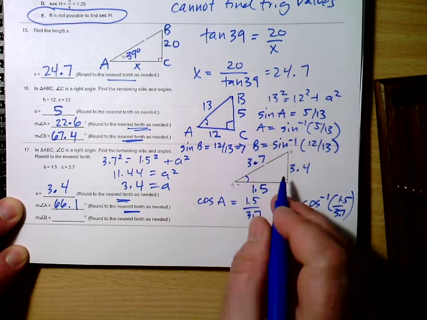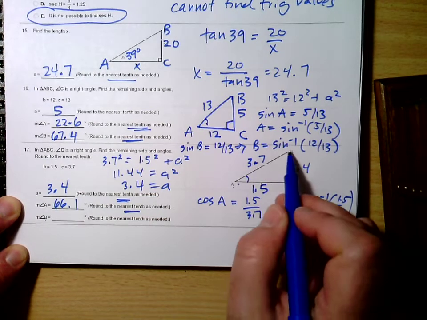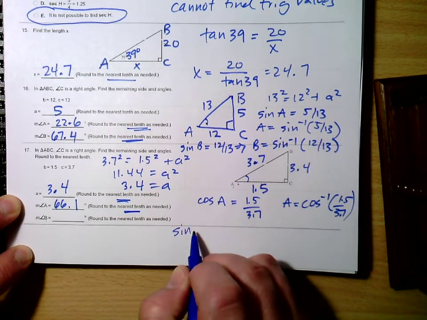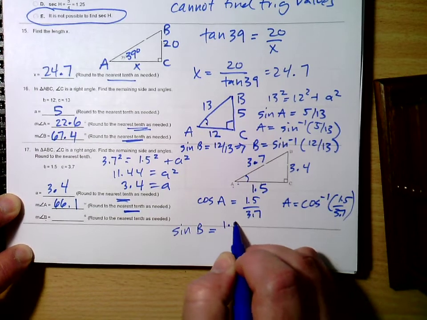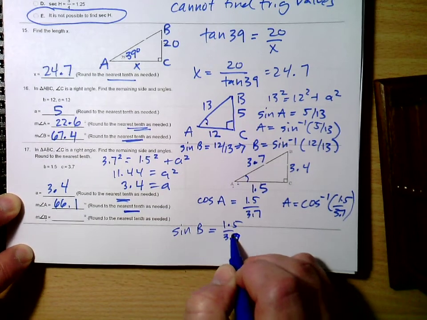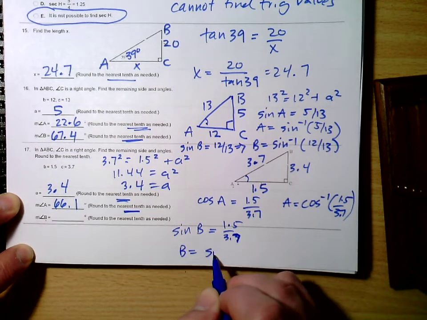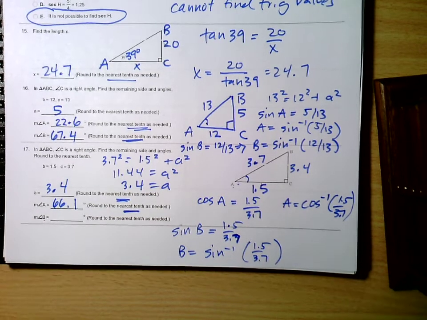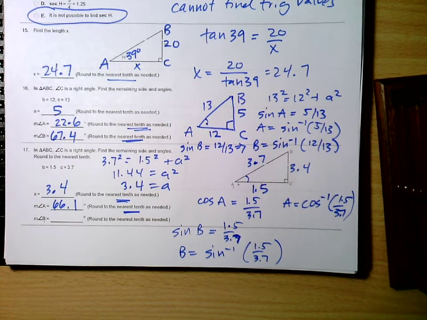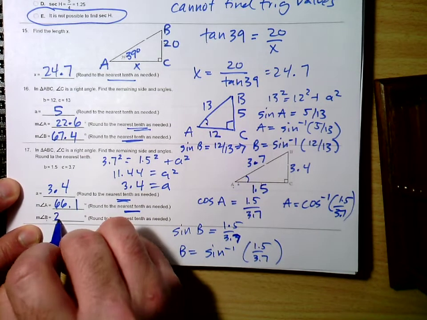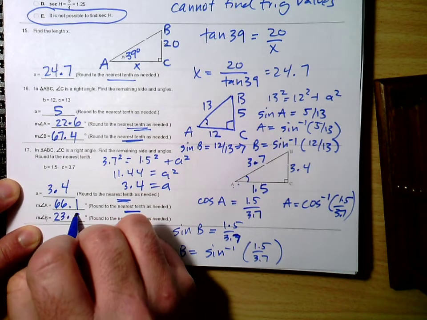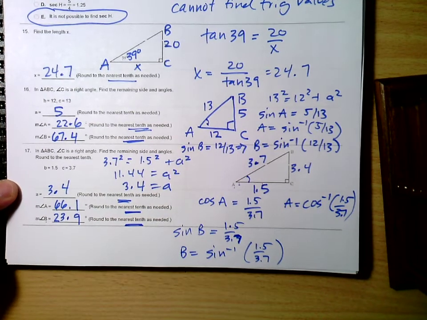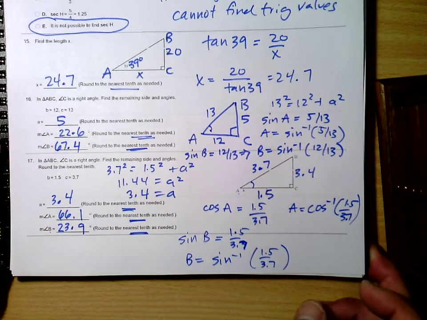And then we want B. I'm going to do sine of B, so I can do the opposite over hypotenuse. So sine of B equals the opposite over the hypotenuse. So it's actually the same two sides. B is equal to sine inverse of 1.5 over 3.7. So sine inverse of 1.5 over 3.7 is 23.9, again rounded to the nearest tenth. Okay? All right, one more.